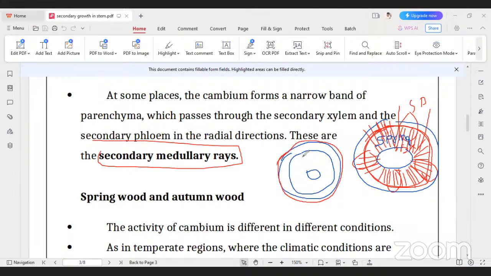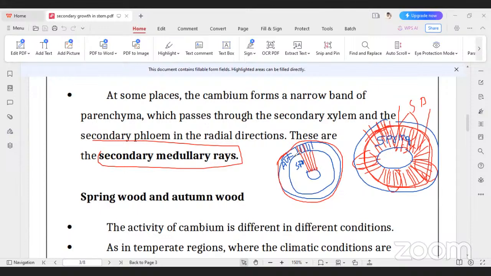For example, first in spring season, more xylem cells are formed. In autumn, fewer xylem cells are formed. Let's change color. This is blue color, less. Autumn season. Spring season. The autumn wood is called late wood, and the spring wood is called early wood.